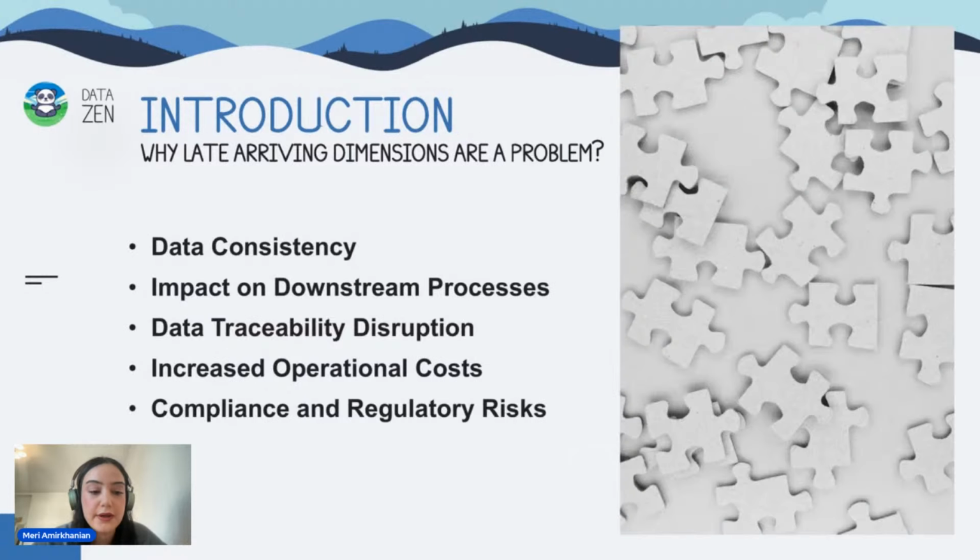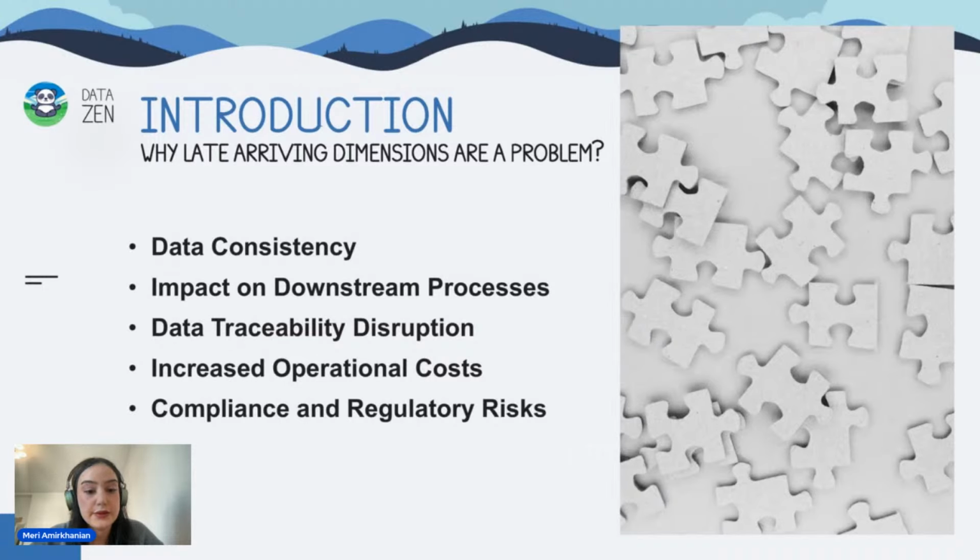Now that we know what dimensions are and why they arrive late, let's talk more about why that is even a problem. So also multiple reasons here. First of all is, of course, data consistency, because late arriving dimensions can introduce inconsistencies to data sets used for analytics and forecasting. Also, it leads to discrepancies between different data sets, such as mismatched timestamps and attribute values. And then it makes it a challenge to reconcile the data.